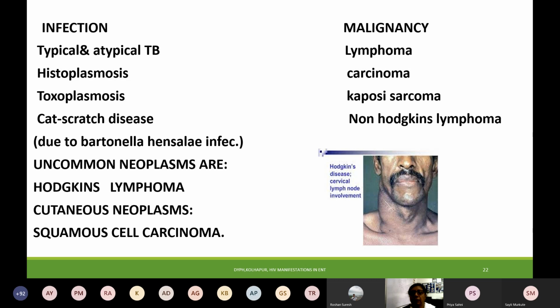You can see the neck fullness, bilateral cervical node lymphadenopathy, which is seen in Hodgkin's disease. So that is also associated with AIDS patients.